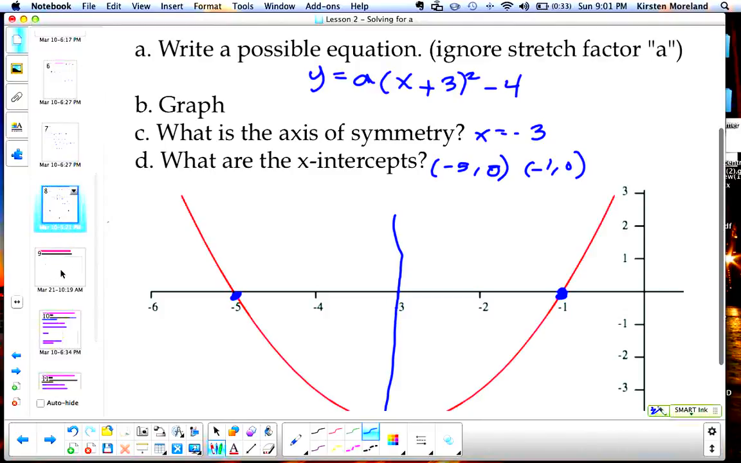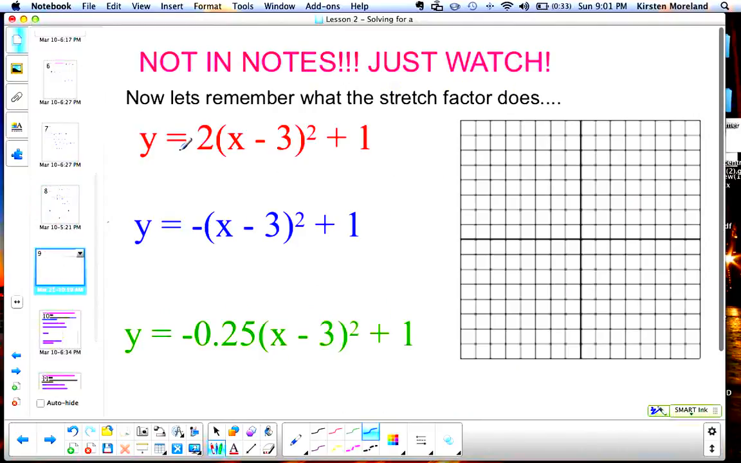Now we have to remember, well, what does that a value do even if it's in vertex form? So all of these have the same vertex of 3, 1, because remember that means right 3, so it's going right 3, up 1. So there's my vertex for all of them. Now the first one has a 2 in front, so that means I'm really going up 2 over 1, up 2 over 1. That means this one's going to be narrower. And this one has a negative in front.